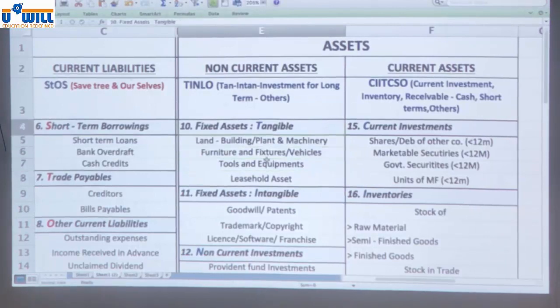Now these are tangible, but business has tangible as well as intangible. Everyone knows: goodwill, patent, trademark, right, copyright. Then you have some license, some software, or some franchise. Understood this? Okay. After this, this becomes your TI, tangible and intangible.